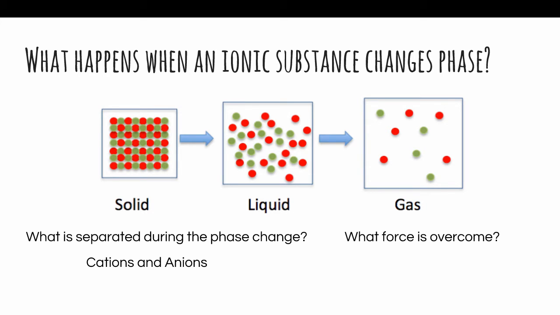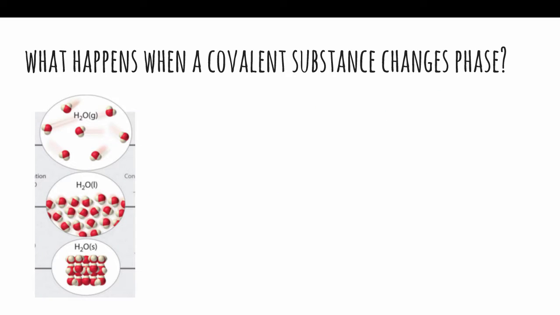So, what force is overcome when the substance changes phase? Well, it's the electrostatic attraction between ions. From lab we know that that is a very strong force because we couldn't even get our copper sulfate to change phase with the heat from a lit Bunsen burner. Very strong force holding those particles together, resisting a phase change.